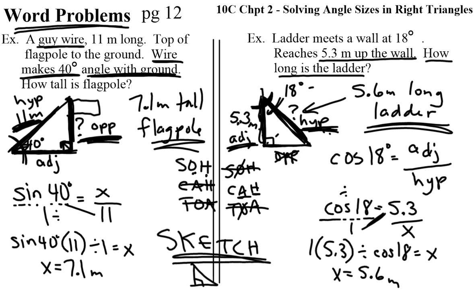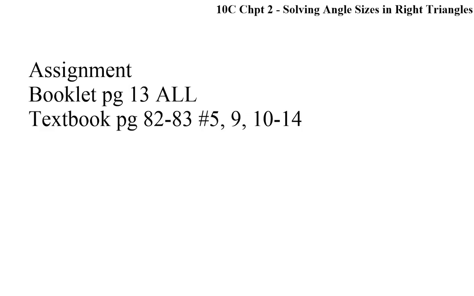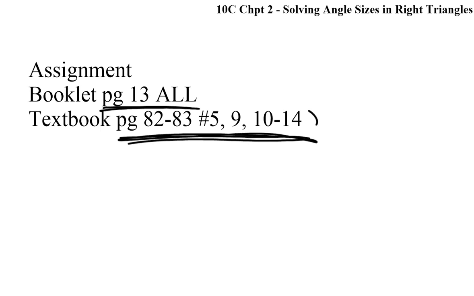Finding side lengths of right triangles. Process over and over. It gets repetitious. Hopefully that makes it easy after a first couple. Booklet, page 13. All the questions there. Answers are at the bottom of the page. Check them out. Textbook, page 82 to 83. Textbook is important because here you have some word problem practice. That's always what causes the grief with this. Once you get the hang of solving, it's the word problems that make you frustrated. So practice them. Not too complicated. It's an important process. Lots of little things that you got to think about, but very, very manageable. Have fun.